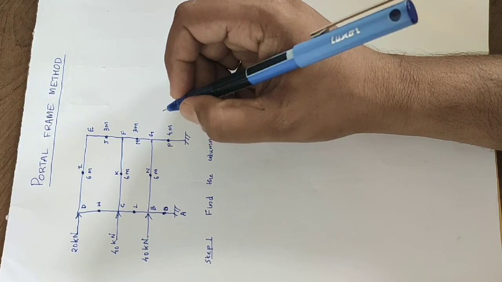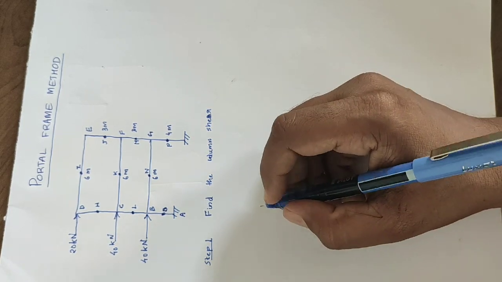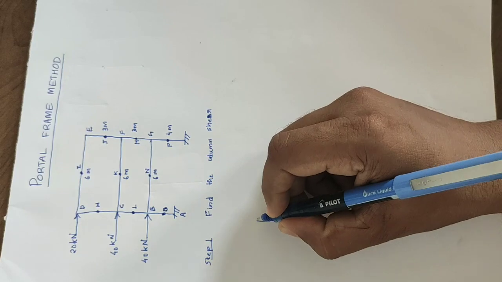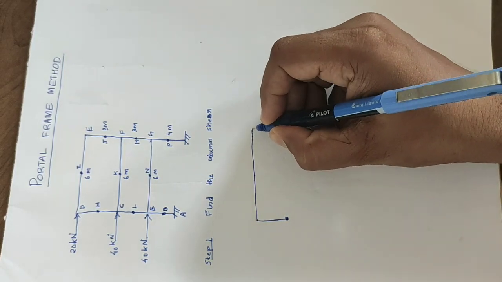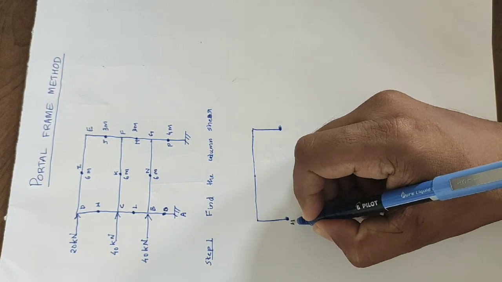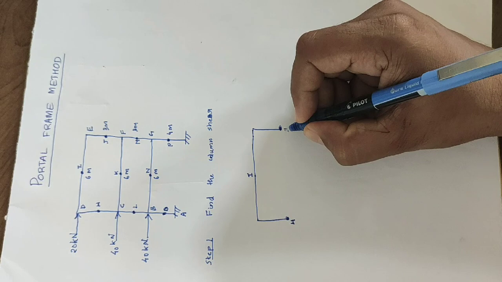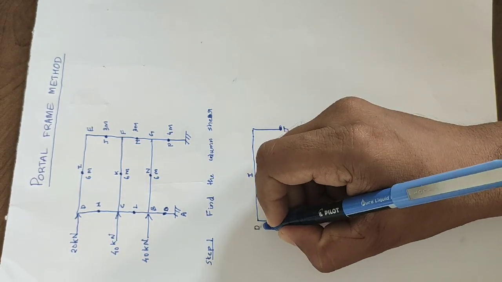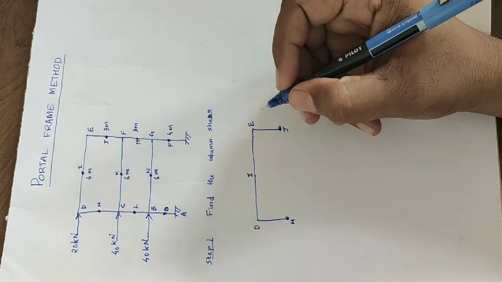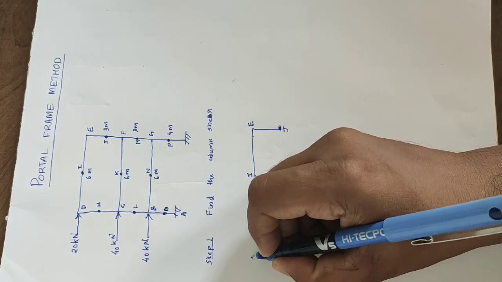So now I am going to look at only the top floor, that is, you know that this point is H, this point is I, this point is J, and here you have D, and here you have E. Now you have the external load. The load is 20 kilonewton.